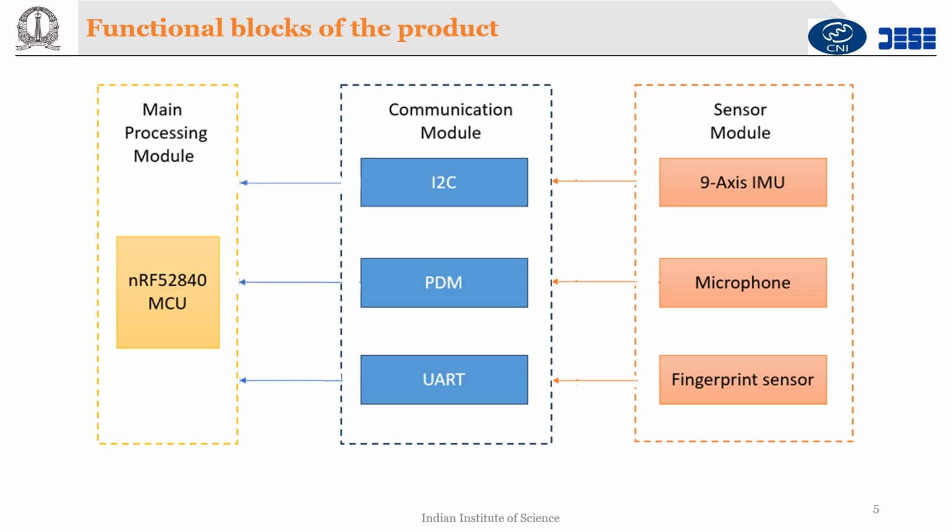The fingerprint sensor communicates through UART to the microcontroller, and the microphone converts the analog signal into a pulse density modulated wave. This PDM wave is given to the microcontroller for processing. And then the 9x IMU is to adjust the speaker to the right position for the subject, and this communicates to the microcontroller through I2C communication.